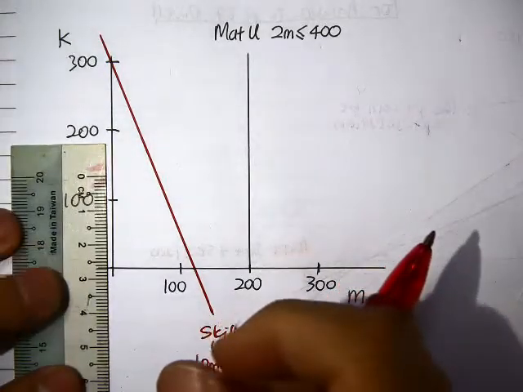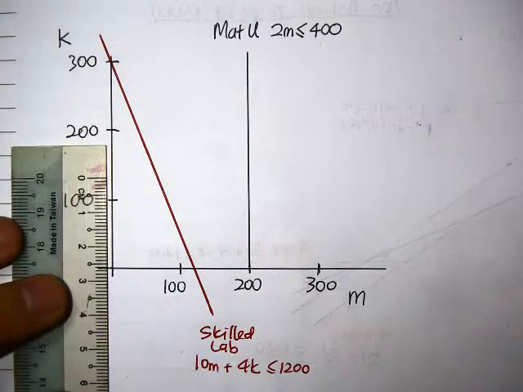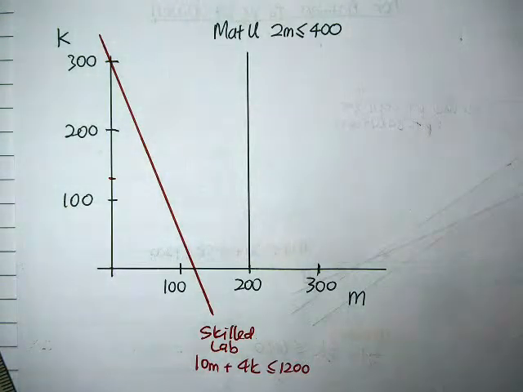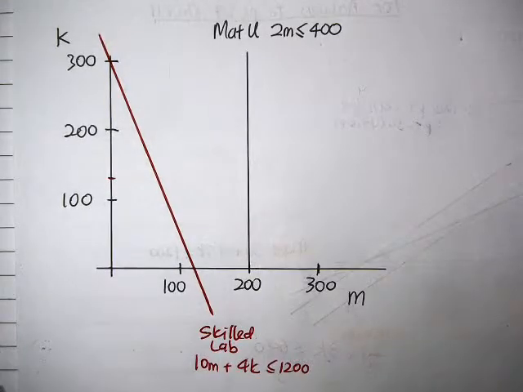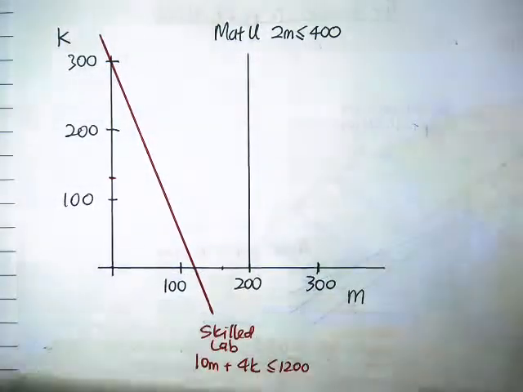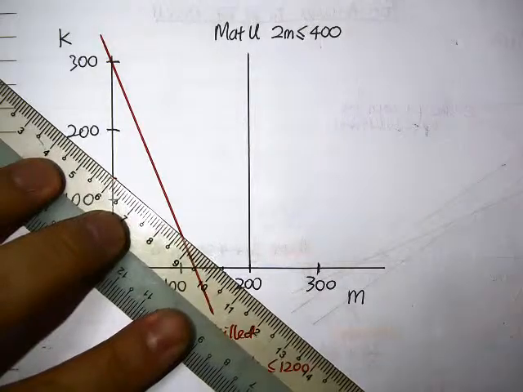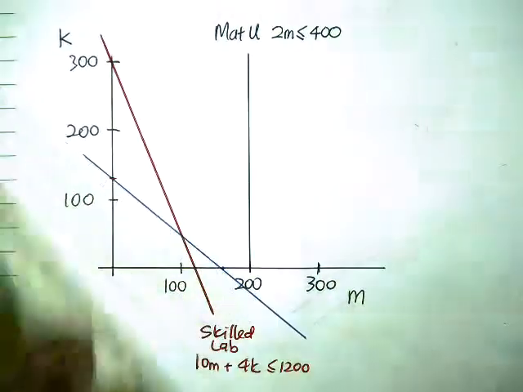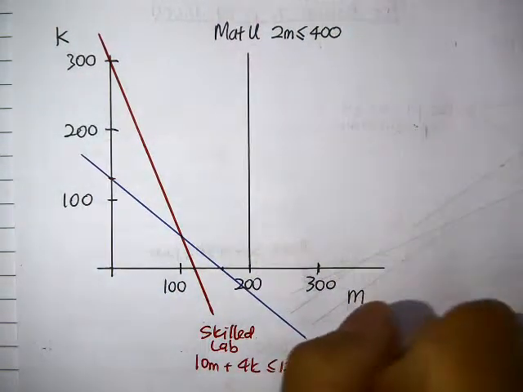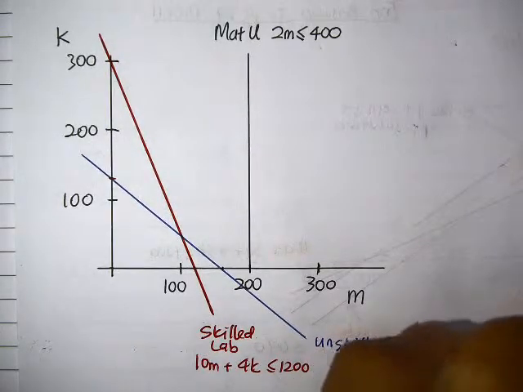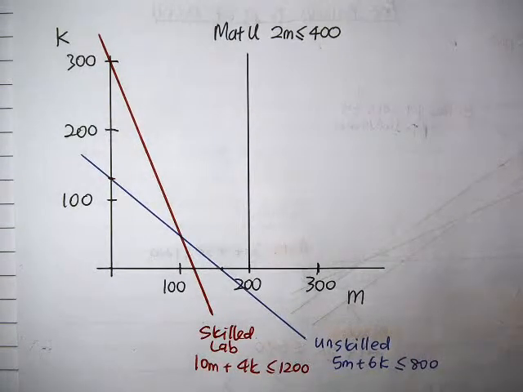33.33. So 133 will be about 6.66 cm, so it's around here, okay. And then M is 160, so 60 is 1.2 cm. So that's 160. So this is your unskilled. 5M plus 6K does not exceed 800.